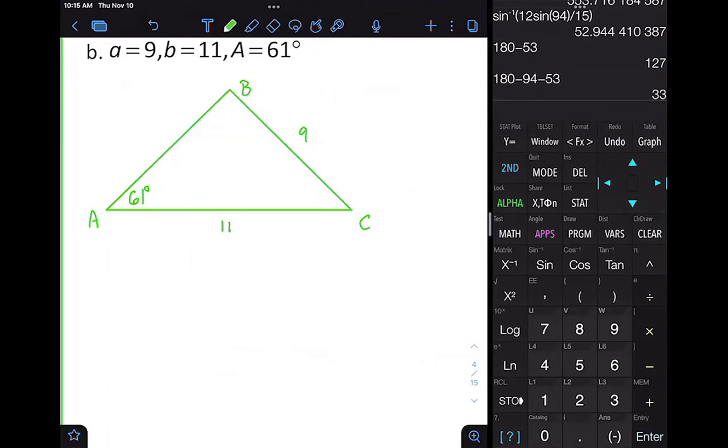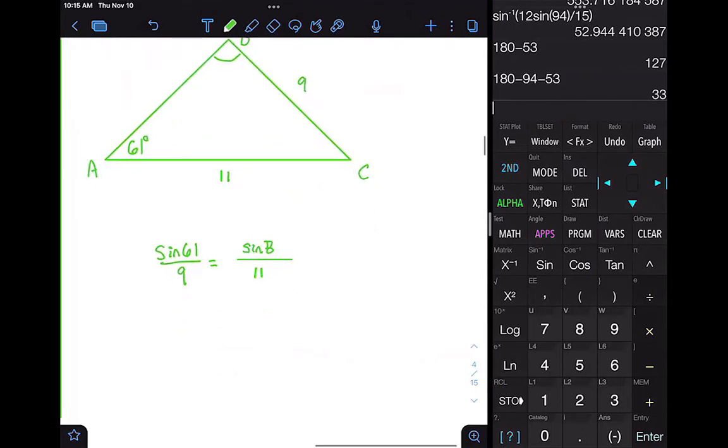So when you go and set up here, we have 11 right there for side B. So now we can go find angle B first, using law of sines right there. So what I'm going to do is I'm going to go sine 61 over 9 equals sine of B over 11.